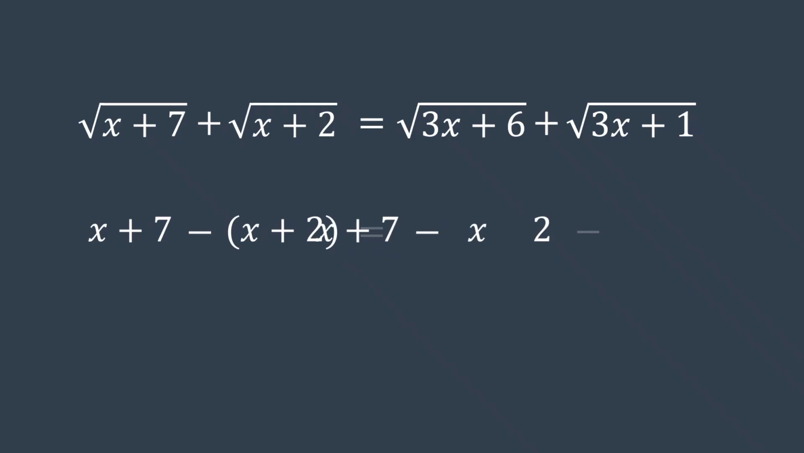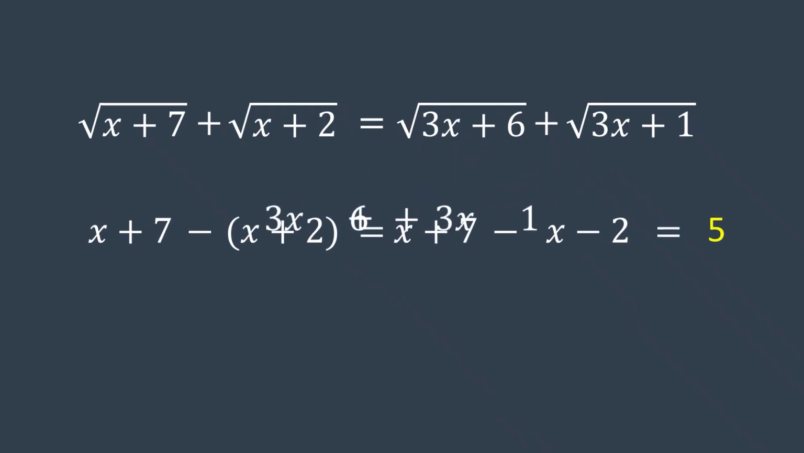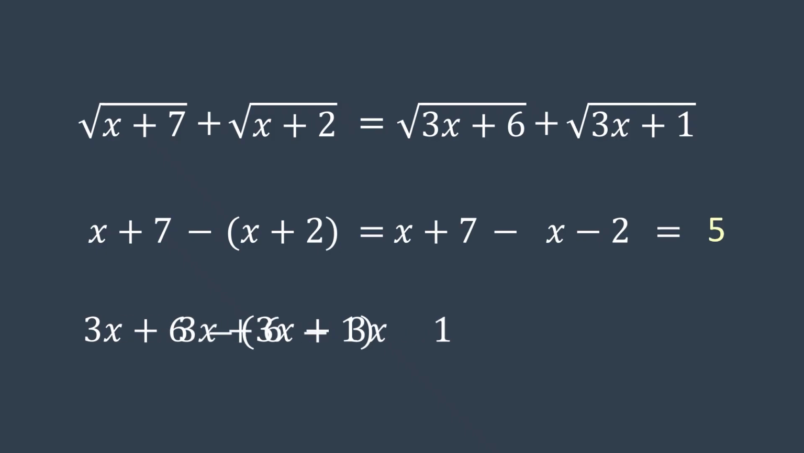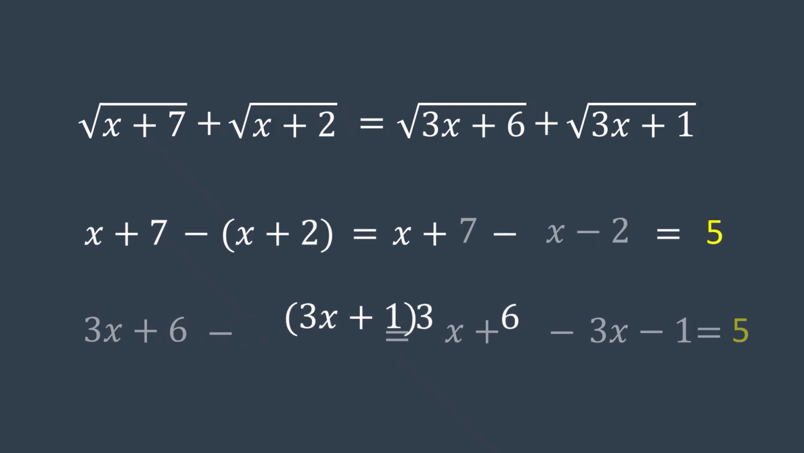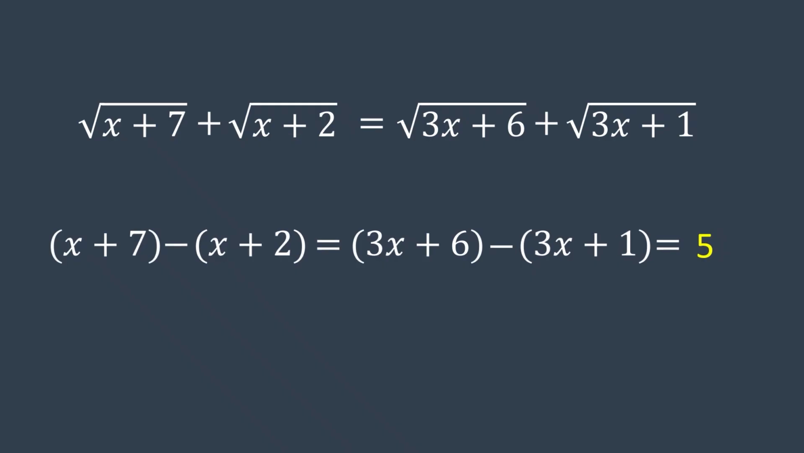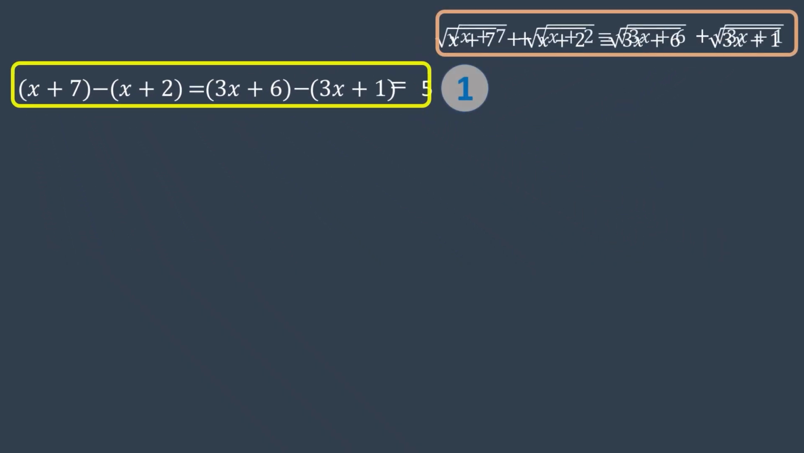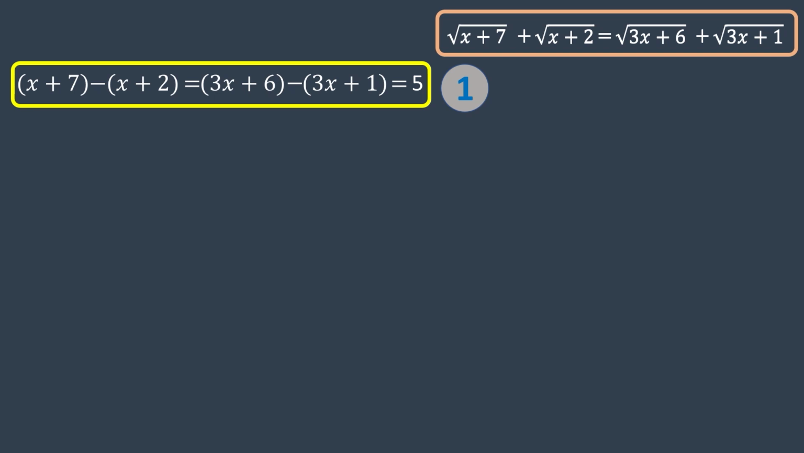x plus 7 minus x plus 2 equals 5. 3x plus 6 minus 3x plus 1 also equals 5. Both differences are equal to 5. This is a useful observation. Let's call this relation equation 1. It tells us the difference between the two radicals on the left is the same as the difference between the two radicals on the right.